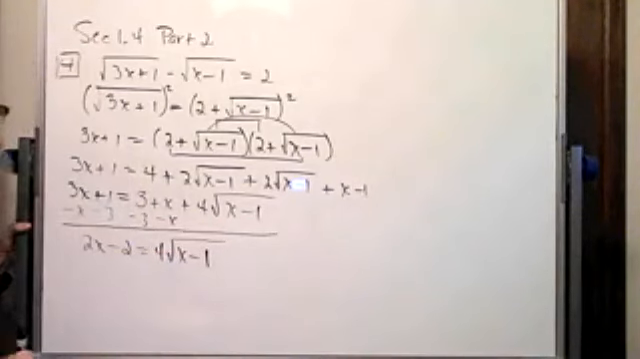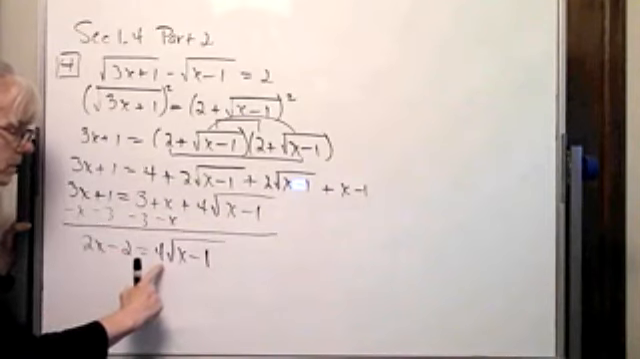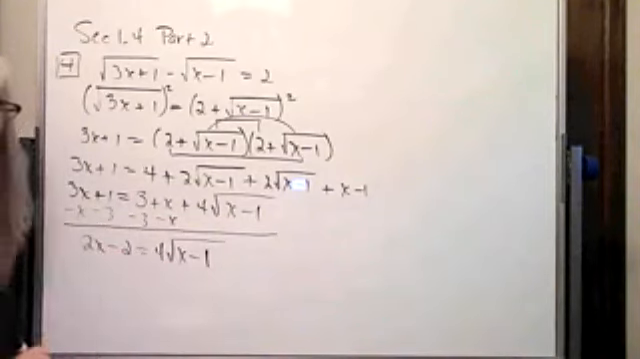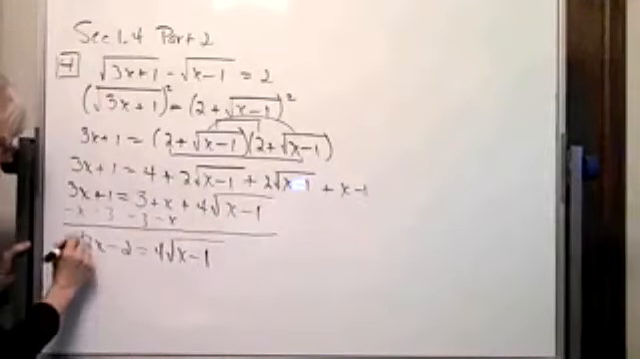At this point, we're going to square everything again to get rid of the radical. I'm not going to worry about this 4. If I tried to divide it out, I'd get fractions, and I don't like to work with fractions if I don't have to. So we're just going to square everything right here.